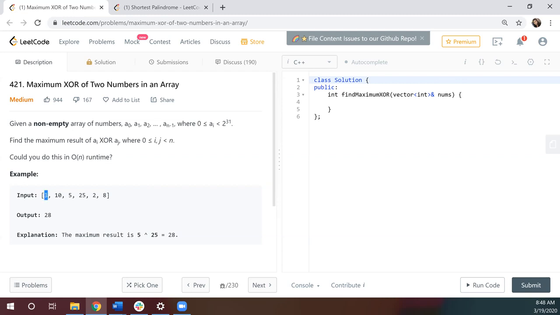Like when we go for 3, it is not contiguous, we cannot only go for the next one. It can be any number which is left, for example 3 XOR 10, 3 XOR 5, 3 XOR 25, we can move like that. Taking any two numbers, if the XOR is the greatest, we need to return it.